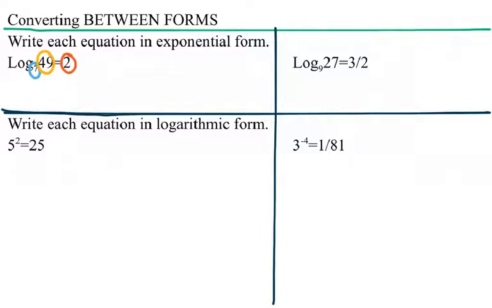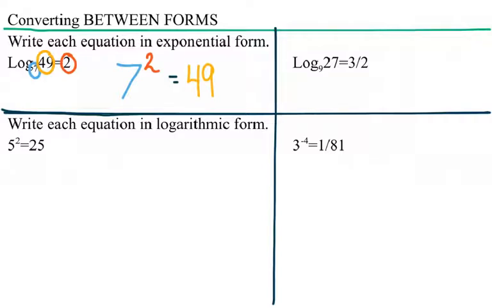So this is how you convert it to exponential form. Whatever the base of the log is becomes the base of your exponent. So 7 is the base of the log. That's going to be the base of our exponent. Whatever the answer was in red becomes the exponent. And then whatever you were taking the log of becomes the answer. And that's how you do those each time.